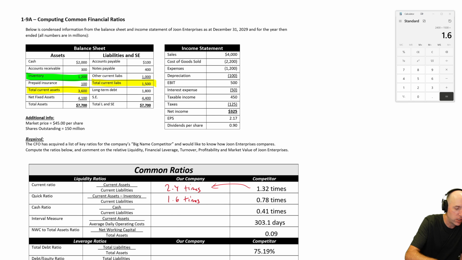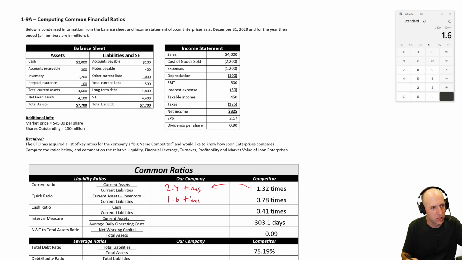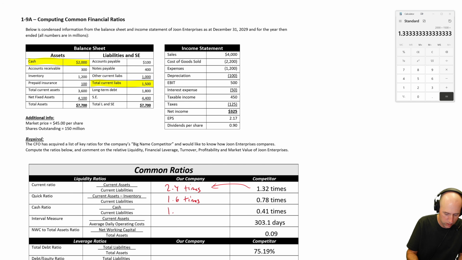The cash ratio says, do you have enough cash to pay the bills? We're not expecting this to be covering all of our current liabilities. So in our case, I can see that it is. 2,000 divided by 1,500, 1.33. So if worse comes to worse, we don't collect any of our receivables, we don't sell any of our inventories, we still just can pay all our bills for the next year just with cash.